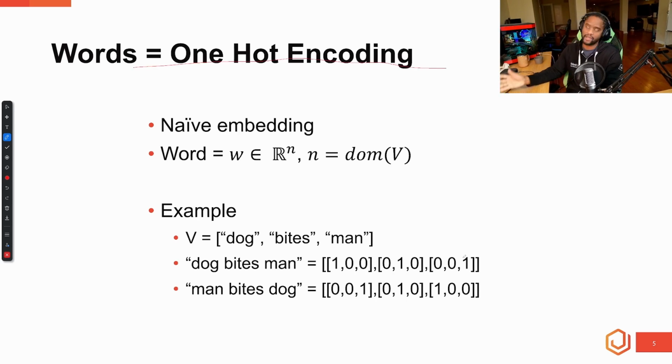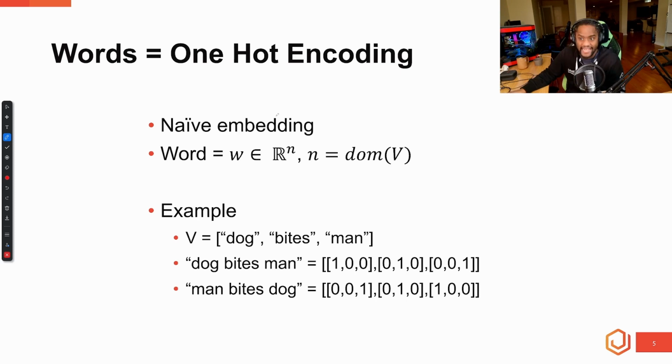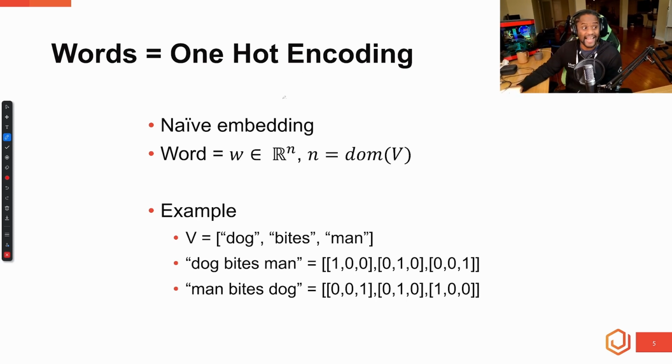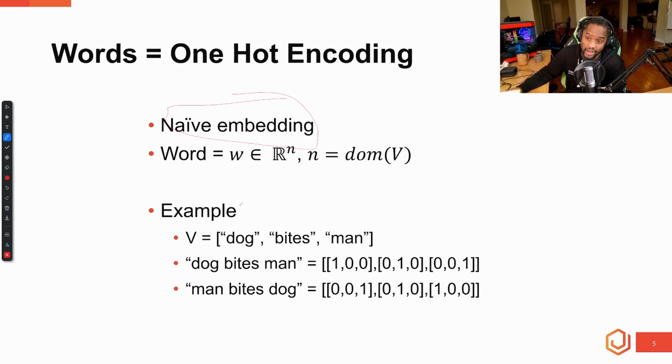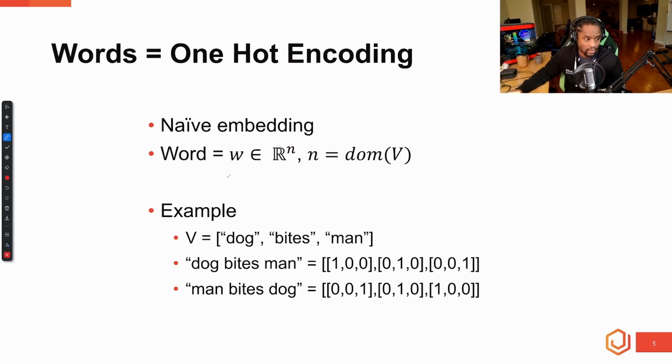One-hot encoding. Okay, what's a one-hot encoding? This is actually an embedding of words, and it's naive. It's a naive embedding. Let's talk about how it works. We'll just go to the examples. If you take V as vocabulary.